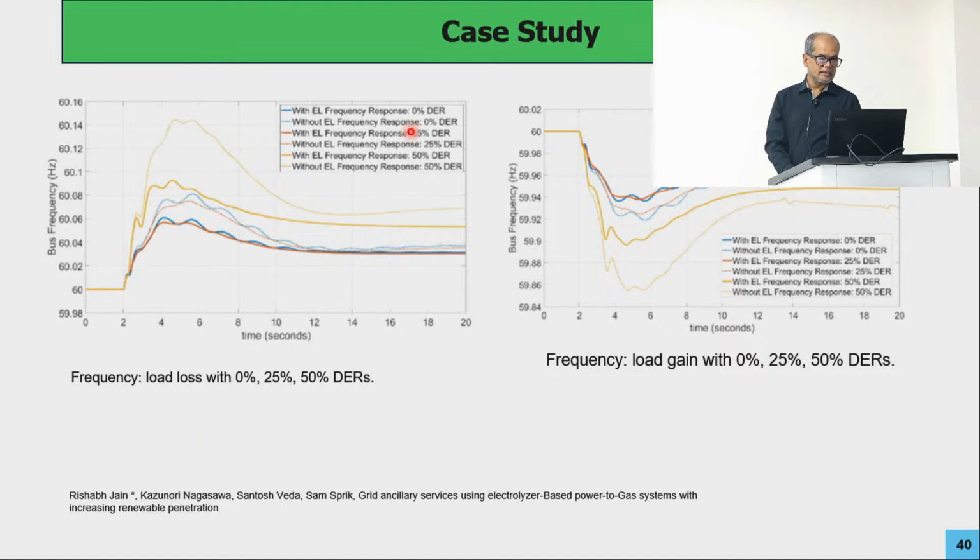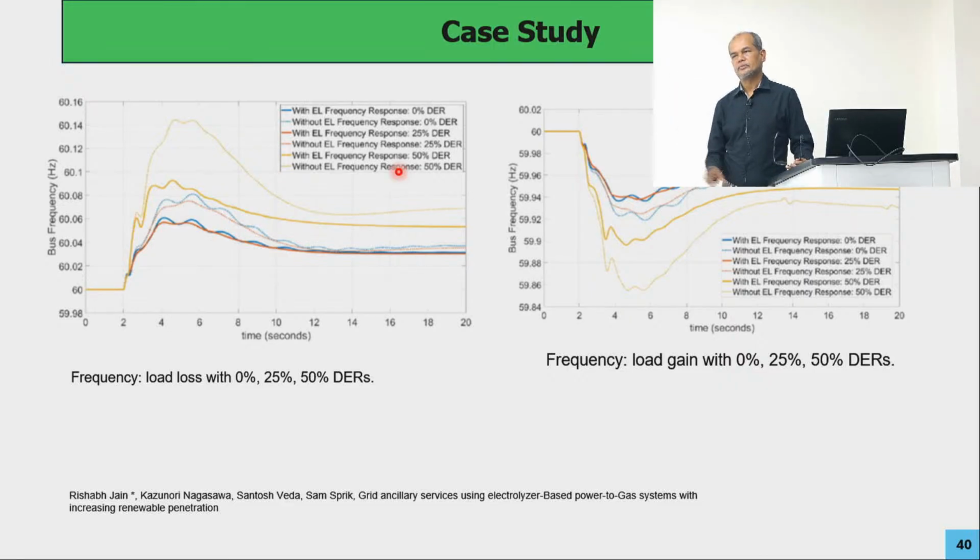But the thing is that they considered it without any electrolyzer, and then considering 0% DR, 25% DR. So again, what it says is EL frequency response. What does it do? You have designed a control so that when the frequency changes, your electrolyzer will respond. But if you don't have any control with frequency on the power coming to the electrolyzer, then it will not respond like that.